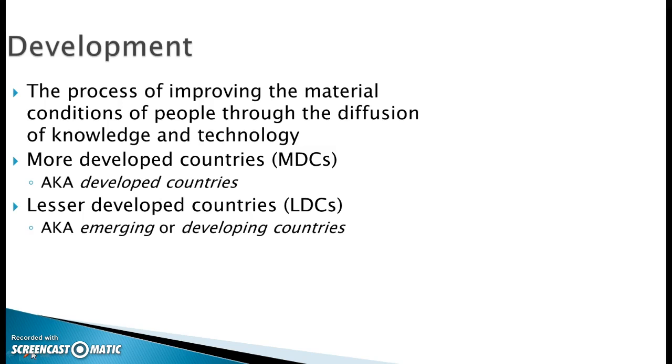Classic development models focus on really two tiers. They have our more developed countries, call those MDCs, or they're also known sometimes as developed countries. And then we've got our lesser developed countries. We call these LDCs, or they're also oftentimes known as emerging or developing countries.